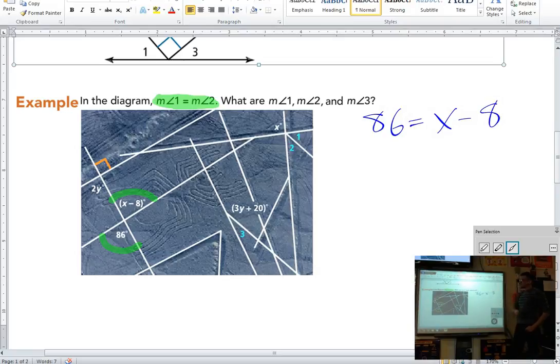Thank you. If they're vertical, they're equal. So go ahead and on your paper set up that those two angles, and if I was you, I would highlight it. Those two angles are vertical, so I can set them equal to each other.